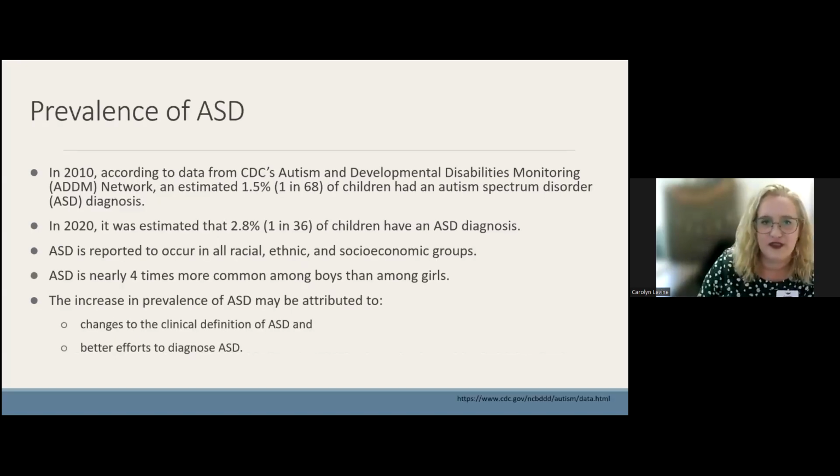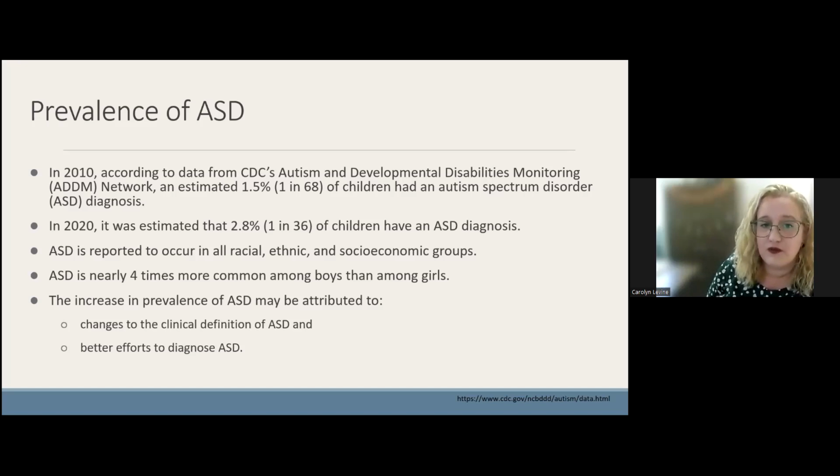Right, so prevalence of autism spectrum disorders, or ASD. I got this information from the CDC's website. They use developmental disabilities monitoring networks. These are just small pockets of individuals in different parts of the country, so just keep that in mind. Take this with a grain of salt. This is an estimate. But in 2010, they estimated about 1.5% of children had an ASD diagnosis. And in 2020, that estimate went up to 2.8%, which is a pretty significant increase. ASD is reported in all racial, ethnic, and socioeconomic groups.